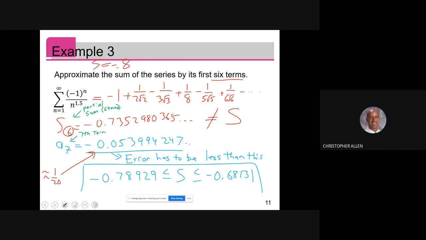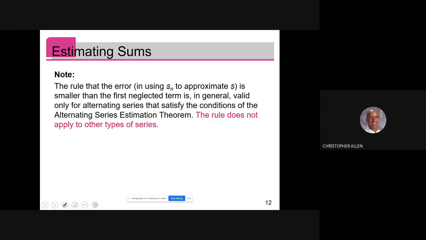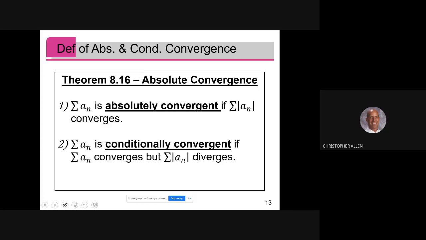Remember, objective number 1 was to be able to apply the alternating series test, which we did in those first two examples, although one of them didn't work. The third example was to estimate an approximation or figure out how accurate it is. Our third thing is to determine whether an alternating series is absolutely convergent or conditionally convergent.